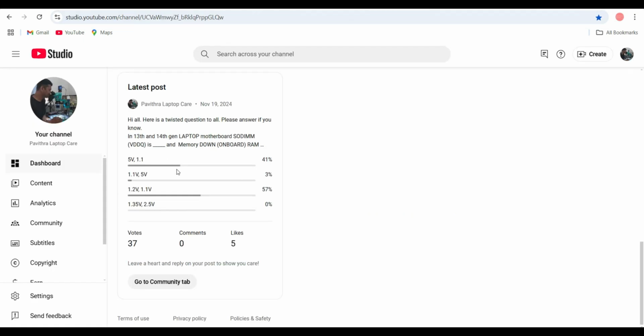Here is my answer: 5 volts supply for SODIMM and 1.1 volts for memory down. So the 57% have confusion, please make a correction. Here it's 5 volts, not 1.2 volts. 1.2 volts is restricted to DDR4 only. And some technicians voted 3% for 1.1 and 5 volts. This is also wrong. The right one is 5 volts, 1.1 volts.